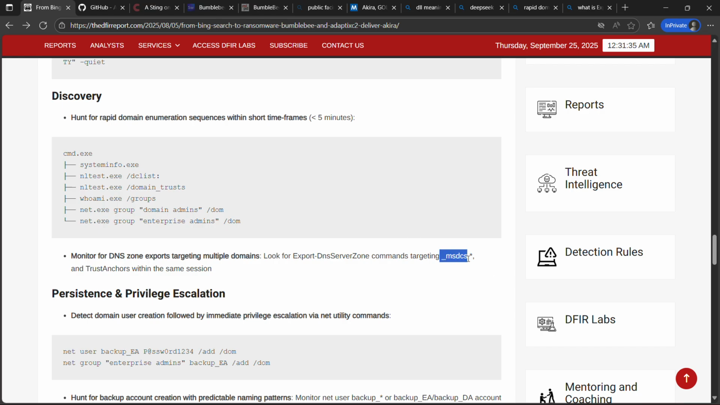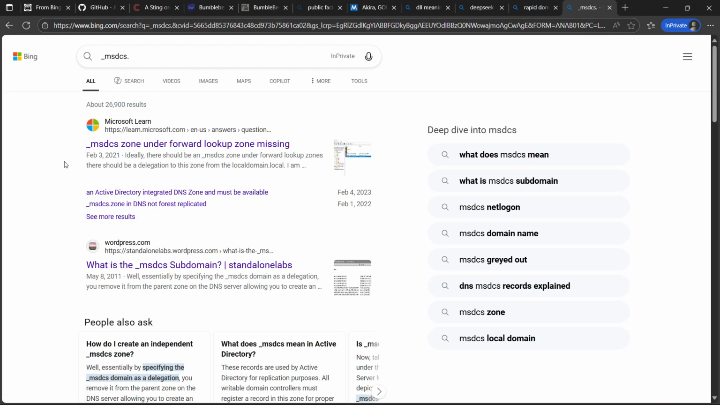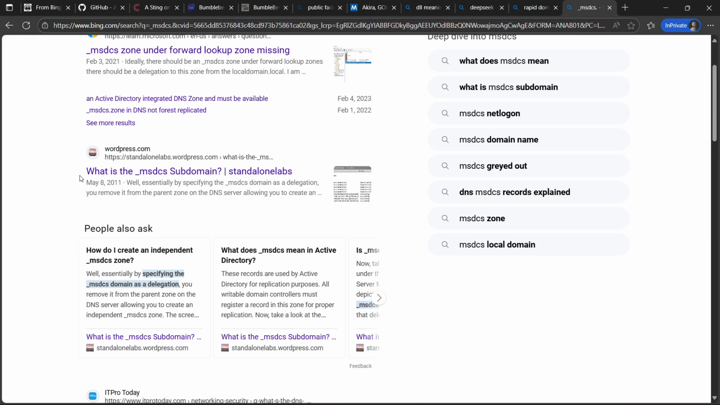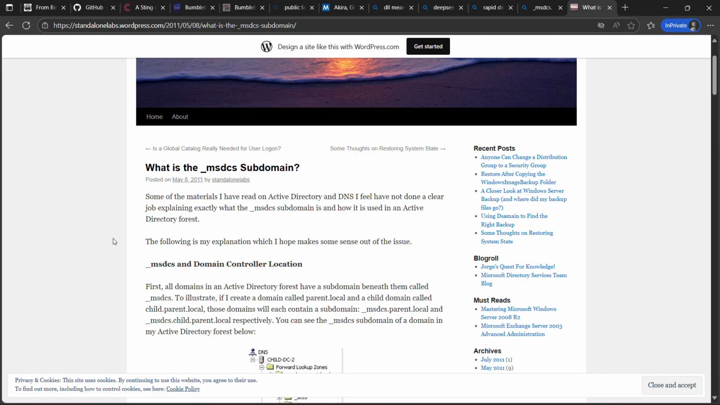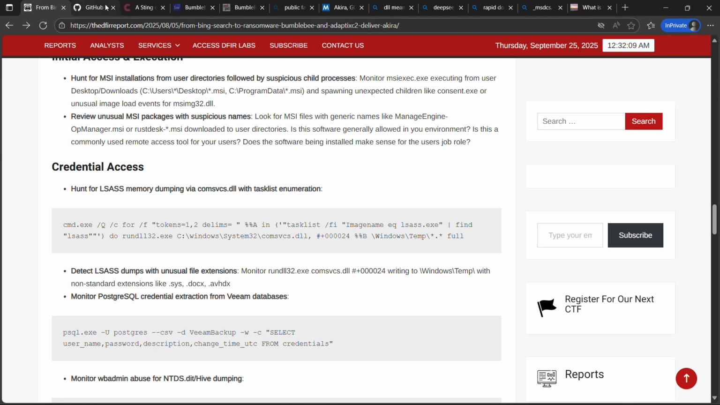What is this also? No, it's a subdomain. The _msdcs subdomain is DNS. I feel I have not done a good job explaining what the _msdcs subdomain is and how it is used in Active Directory. Okay, wait. So basically everything here revolves around Active Directory, and I have no idea what Active Directory is.